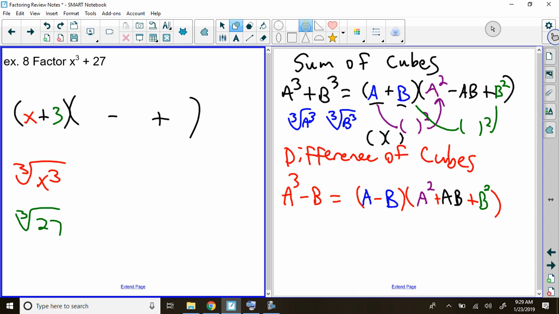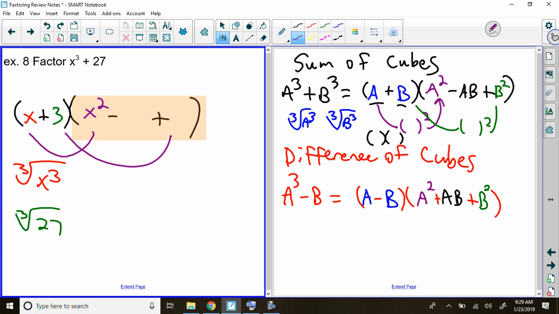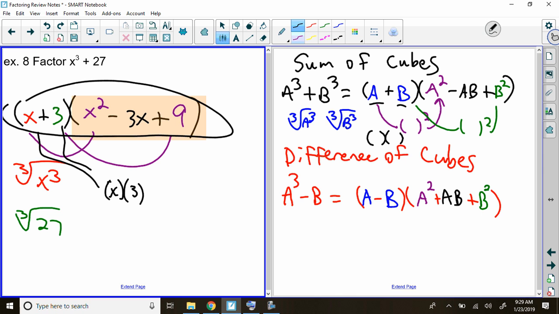Remember, when we get to this trinomial, we're going to take this x and we're going to square it, so that's x squared. We're going to take 3 and square it, so that's going to be 9. For the middle, we're going to take these two and multiply them. We're going to take x times 3, which is going to be a 3x in the middle, and that's it.